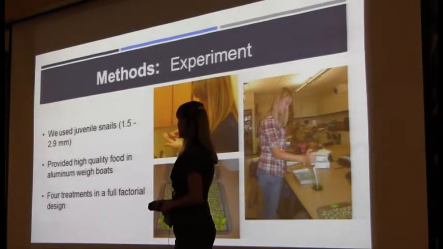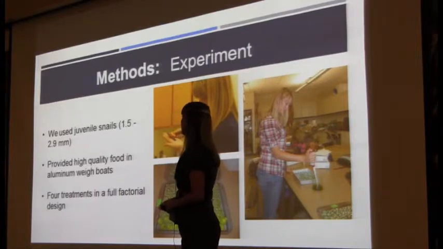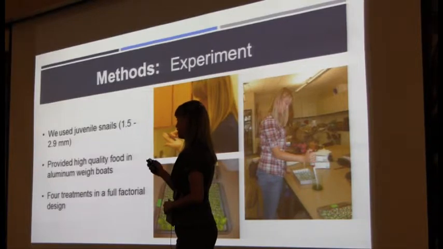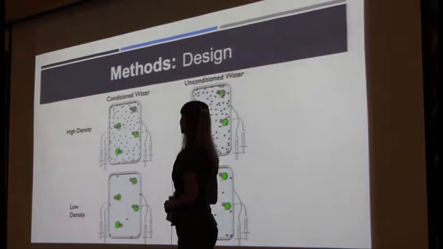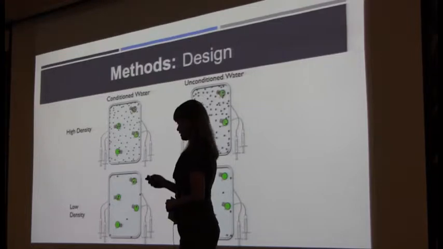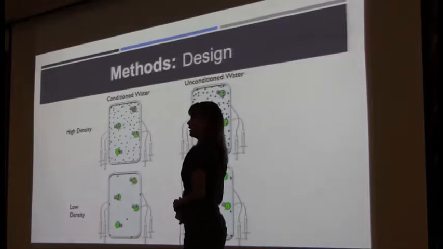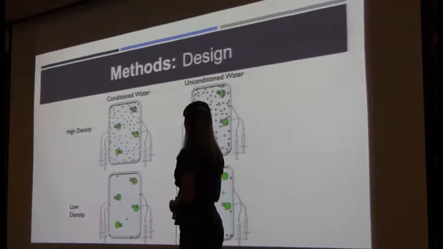For our experiment, we used the juvenile snails, 1.5 to 2.9 millimeters. They were provided a high-quality food and aluminum weigh boats. And for our experiment, we did 4 treatments in a full factorial design. So basically, our design, we did high density in conditioned water. For the high density treatments, we had 100 snails. And then we did high density in unconditioned water with 100 snails.